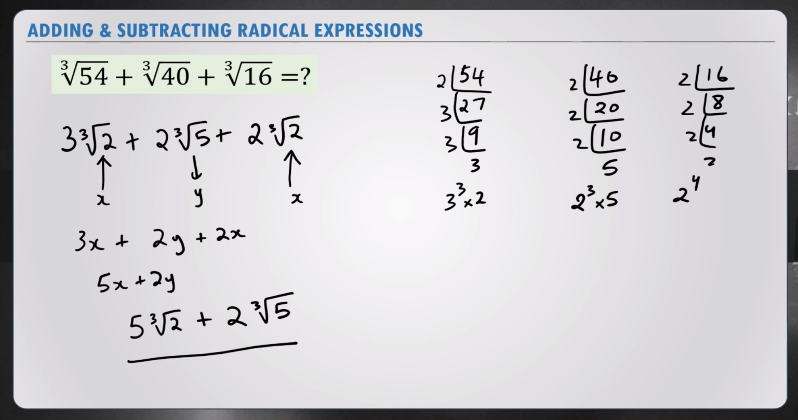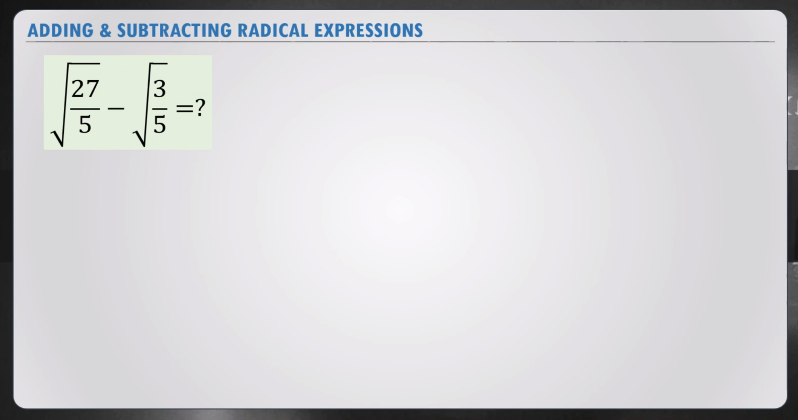Let's work with the next one. We have the square root of 27 over 5 minus the square root of 3 over 5. So let's just split this up first. We have the square root of 27 over 5 can be written as the square root of 27 over the square root of 5, minus the square root of 3 over the square root of 5.